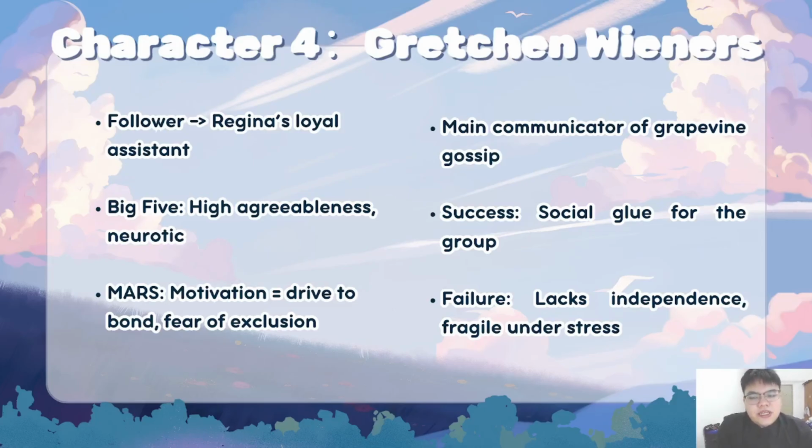She spread a lot of gossip, which shows the grapevine as informal communication. Her success is that she acts as the glue of the group, keeping everyone together. But her failure is that she cannot stand on her own. She depends too much on Regina and breaks down under stress.